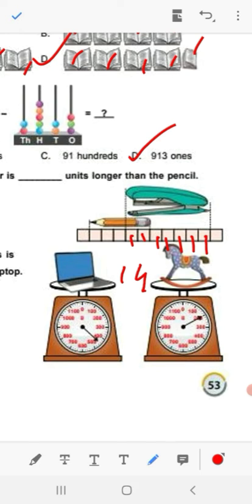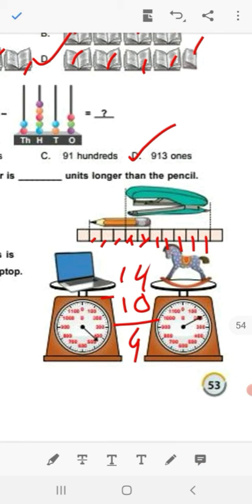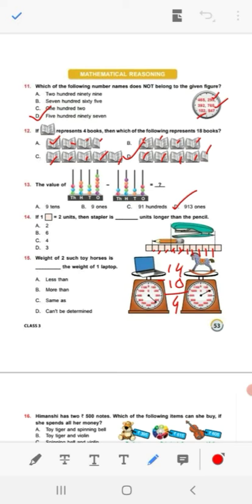Okay. Now what is the unit for this pencil? See, 1, 2, 3, 4, 5 small squares. That means 5 multiply 2, 10 units. Then we have to find the difference. 14 minus 10, that is 4 units. So we are getting option C, 4 is correct.